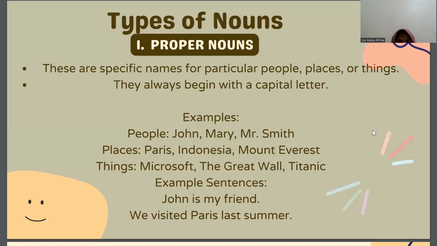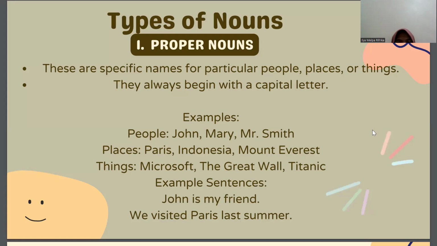And then the next is types of nouns. The first type is proper noun. Proper nouns are specific names for particular people, places, or things. They always begin with a capital letter.